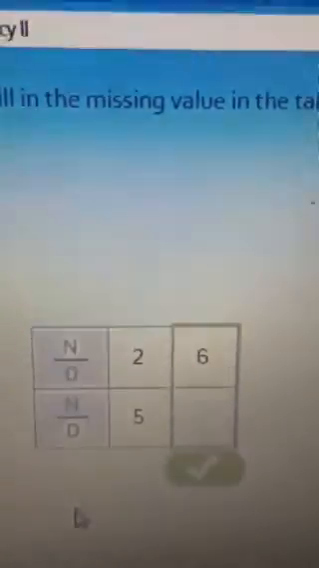Fill in the missing value in the table. Click OK when you're finished. Okay, so these are like fractions. They're showing you the n for numerator. See how it's highlighted? If the numerator is 2 and the denominator is 5, then over here, if the numerator is 6, the denominator is what? And the question you ask yourself is, how did you get from 2 to 6?